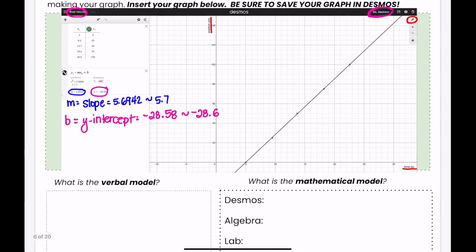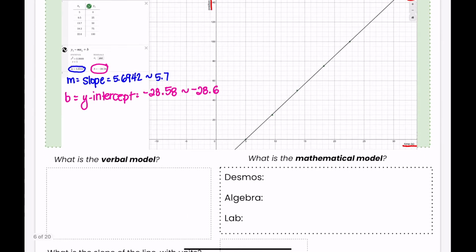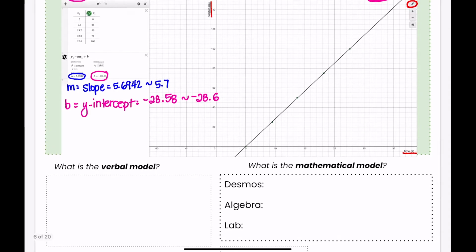Now we're going to talk about the verbal model of what this means, right? So all graphs have a meaning, and the verbal model will just be the meaning of that graph using words. But before we do that, let's do the mathematical one first, since it's so easy and it's already here.